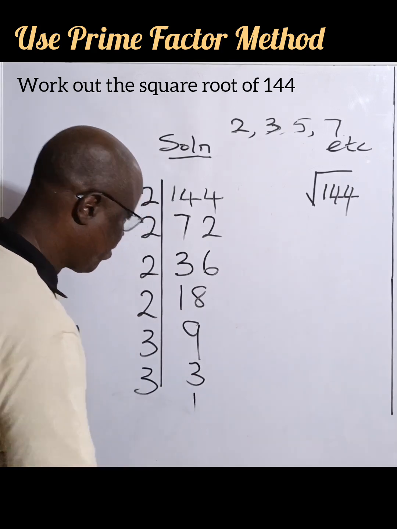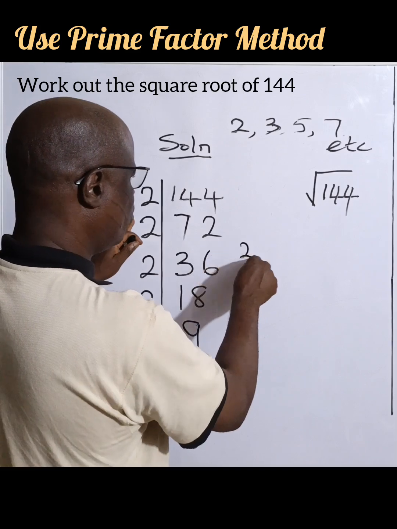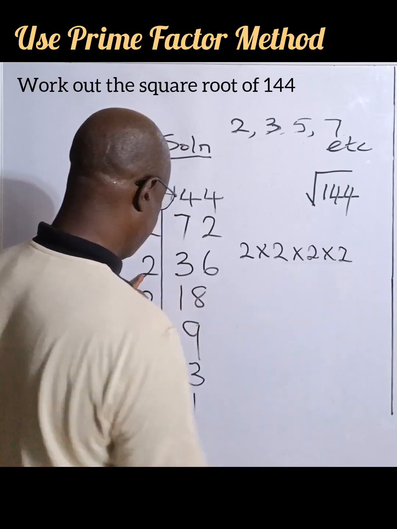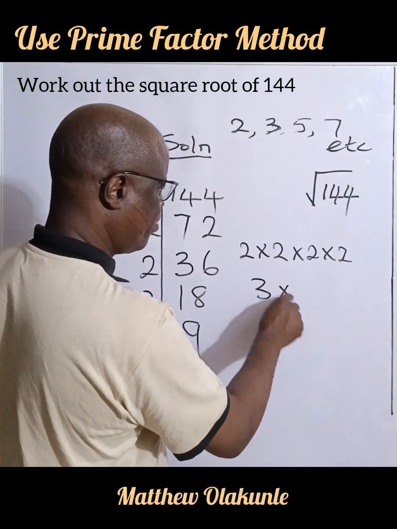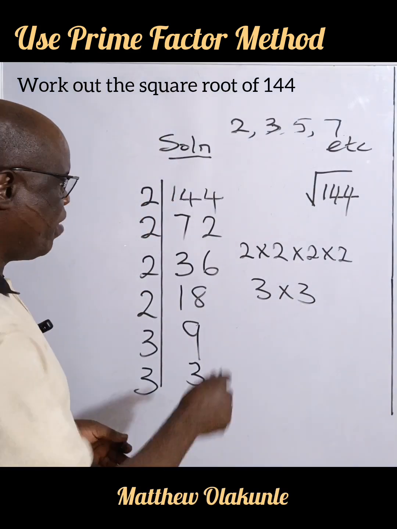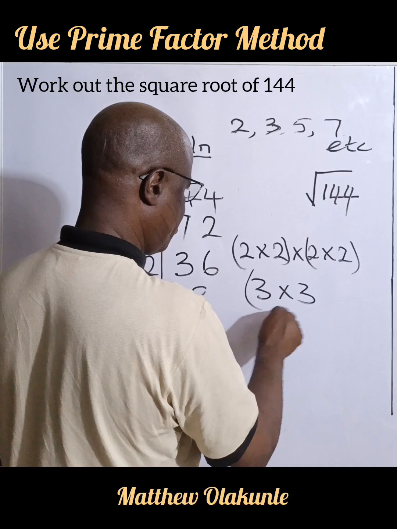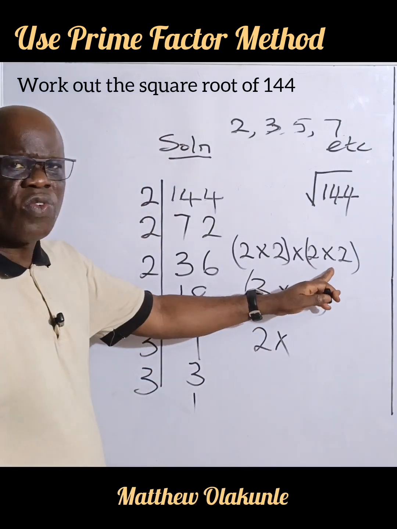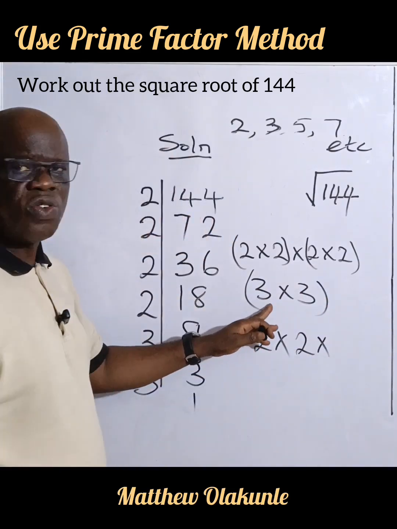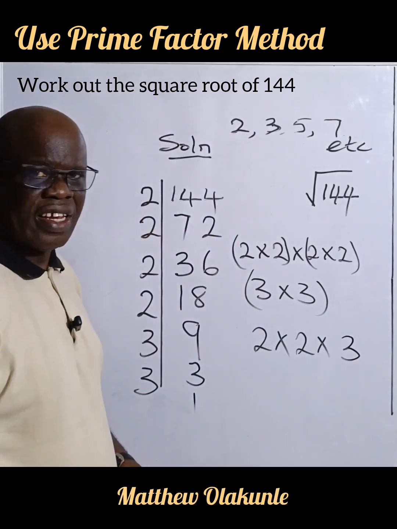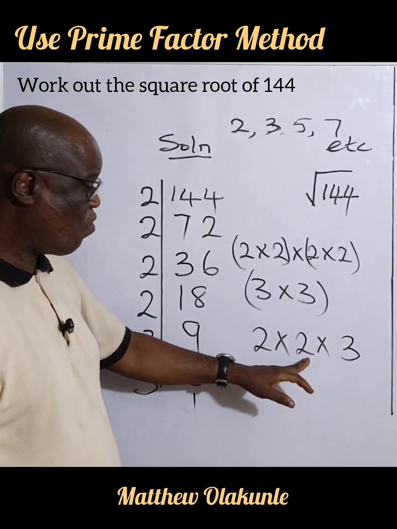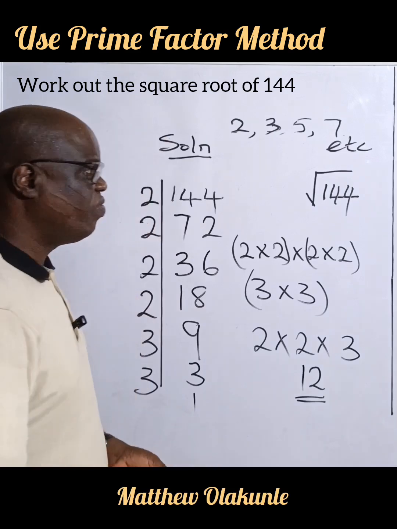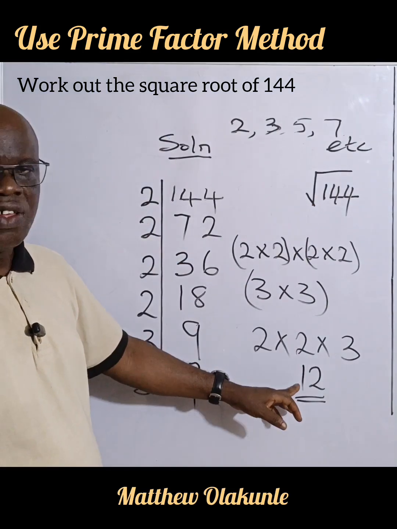Use 3 again. So, you will now have 2 multiplied by 2, 2 multiplied by 2, then 3 multiplied by 3. You have to find the square root. Pair them. The square root of 2 times 2 is 2. The square root of 2 times 2 is 2. The square root of 3 times 3 is 3. Now you can multiply all together. 2 multiplied by 2 is 4. 4 multiplied by 3 is 12. So the square root of 144 is 12.